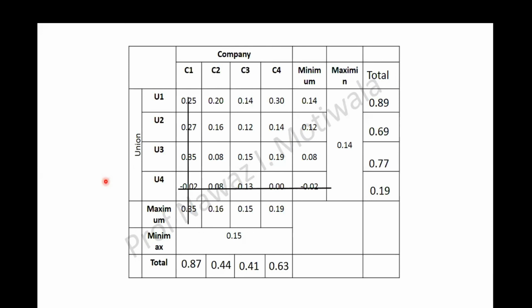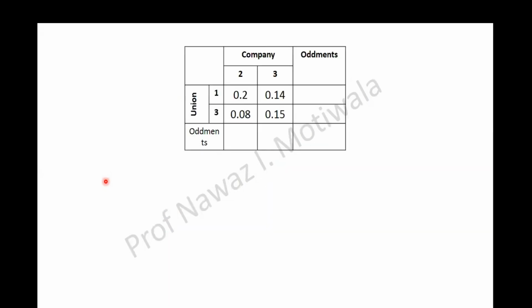And similarly, proceeding further with the dominance part, I will get all this cancelled and only this will remain. That is strategies C2 and C3 for the company and strategies U1 and U3 for the union. These values I will take and find the oddments. Here I have taken 2 and 3 because these remain, and here 1 and 3 because these remain. That means the answer will be written at those particular positions. The rest will be 0.